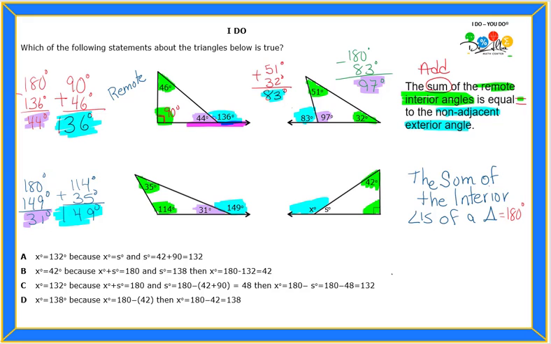Again, there's a right angle here, which I know means 90 degrees. Right? So we need to add 90 plus 42. And that gives me 132 degrees. So this angle outside is equal to 132 degrees.